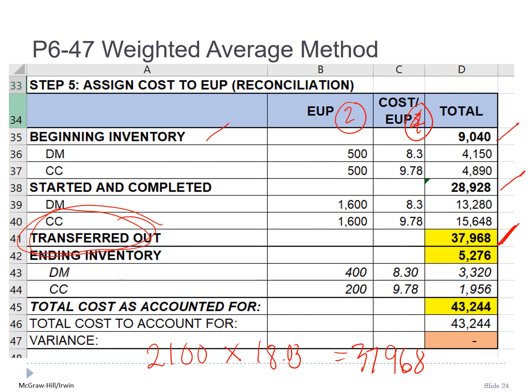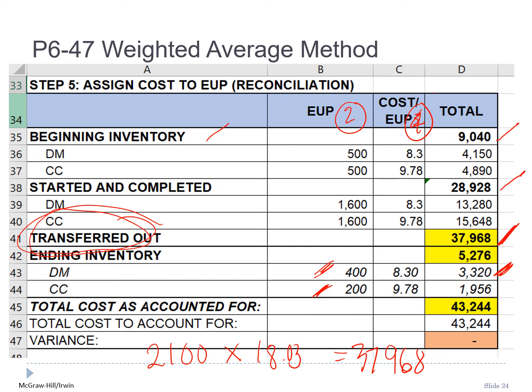Yun nga lang, for ending inventory, hindi pwedeng gawin yun. Bakit? Kasi magkaiba ng EUP, yung direct materials and conversion cost. So, yung direct materials natin, the EUP, kasi 100% complete yan as to direct materials. So, ang EUP niya is 400. So, multiply by the cost per EUP of 8.3, lalabas yung 3320.